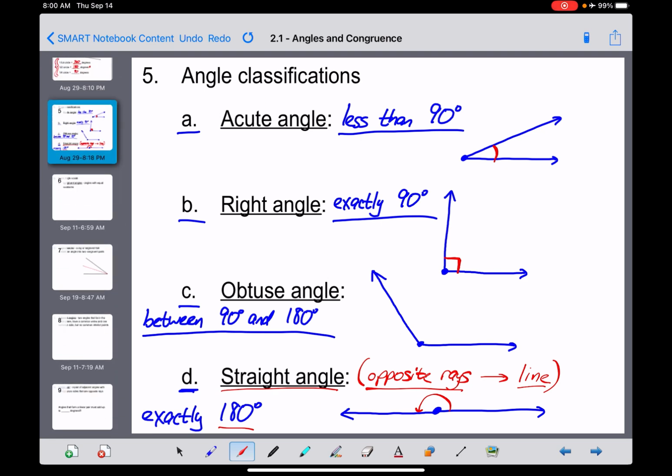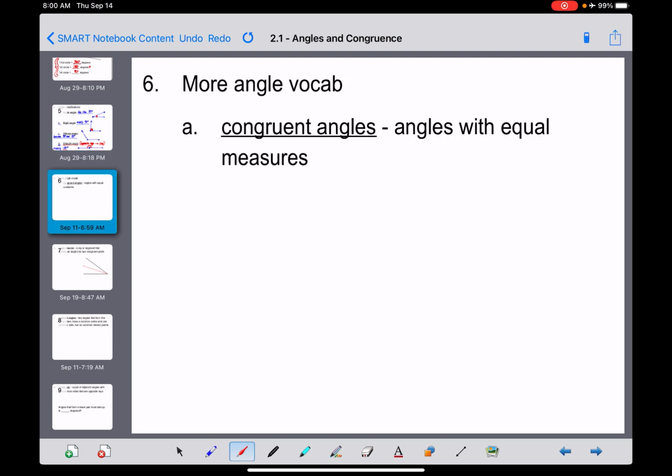Okay, so that's how we classify angles, and we've got a little bit more vocab to knock out before we start solving some problems. If you learned this word correctly here in Chapter 1, congruent, then you should know how it applies to angles. Congruent angles are angles with equal measures. We generically define the word congruent as having equal measures, so it means the same thing here.